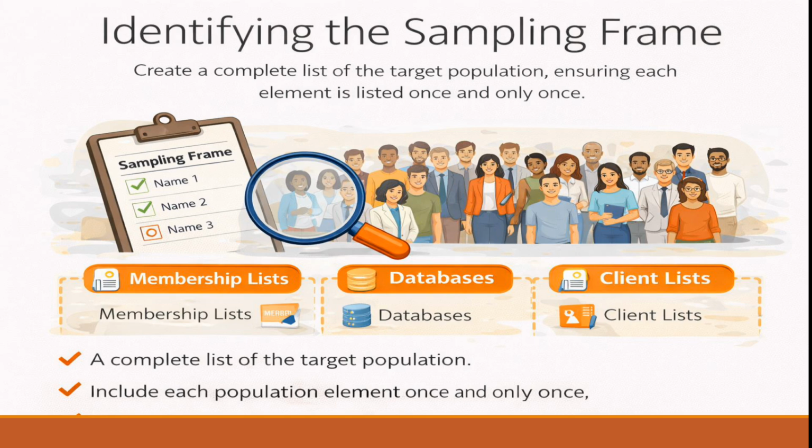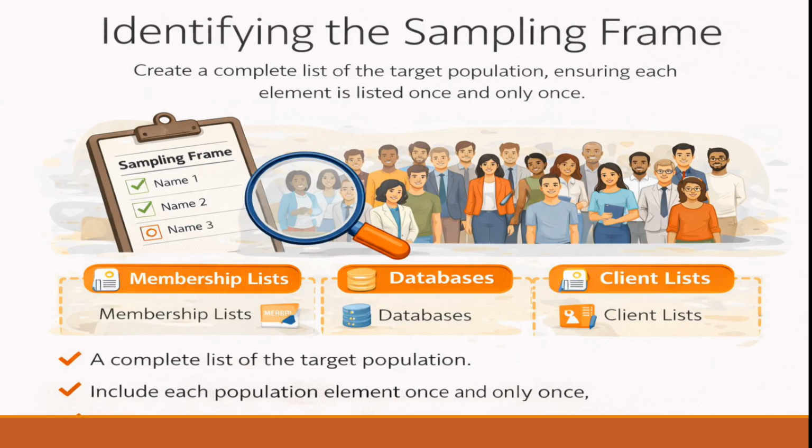This slide explains the idea of a sampling frame. A sampling frame is the actual list from which we select our sample. In simple words, it answers the question, from where exactly are we choosing our respondents or units? A good sampling frame must be a complete list of the target population. This means every member of the population should be included, and each member should appear once and only once. Common examples of sampling frames include membership lists, databases, and client or customer lists.